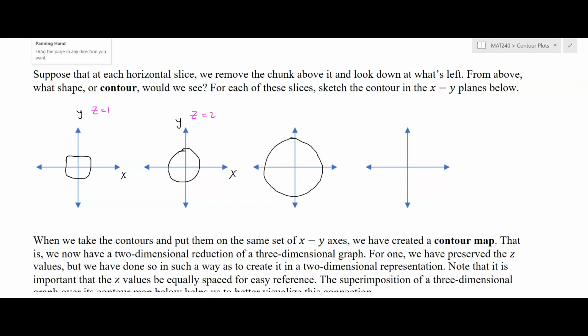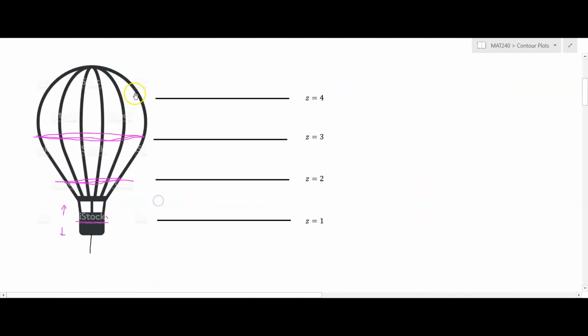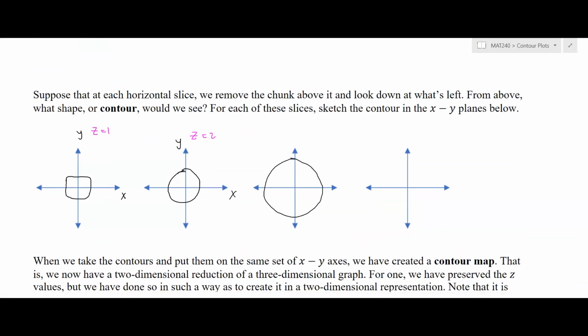Finally, if I were to cut this at z equals 4, right about there, I notice that width is a little bit less than the width here, but it's a little bit more than the width here. So actually this circle for z equals 4 will be somewhere in between the size of the circle at z equals 2 and the circle at z equals 3. So I'll draw it a little bit smaller than the z equals 3 circle, but a little bit bigger than the z equals 2 circle.